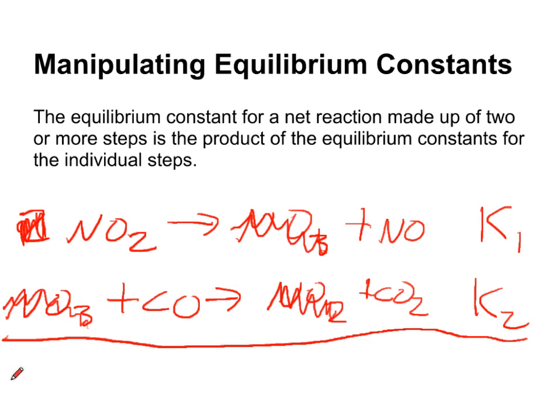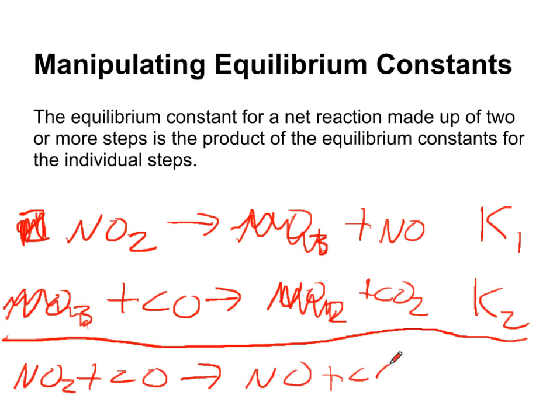Now we're going to add everything else together, so NO2 plus CO yields NO plus CO2. That's our overall reaction. We added the steps together. You'll have an equilibrium constant value for each reaction. You don't add those together, you multiply them. So our equilibrium constant for this overall reaction is K1 times K2.